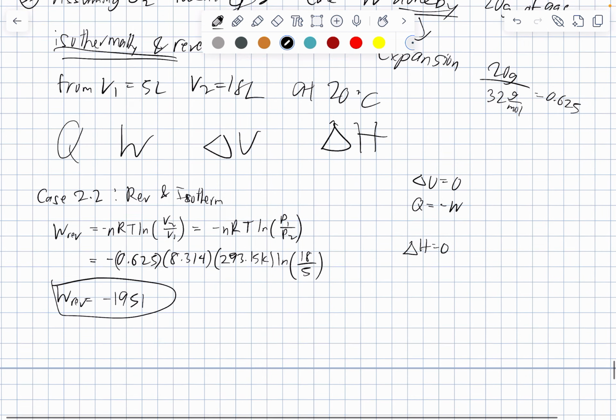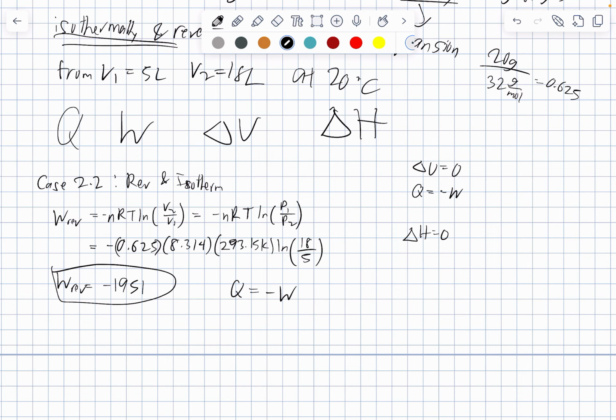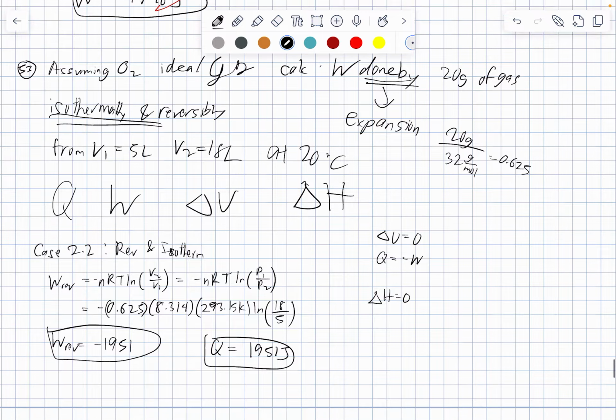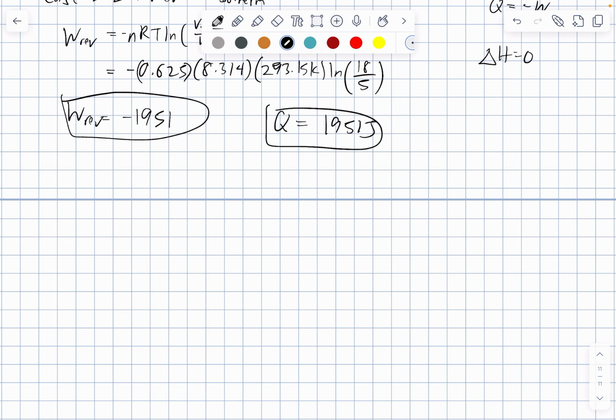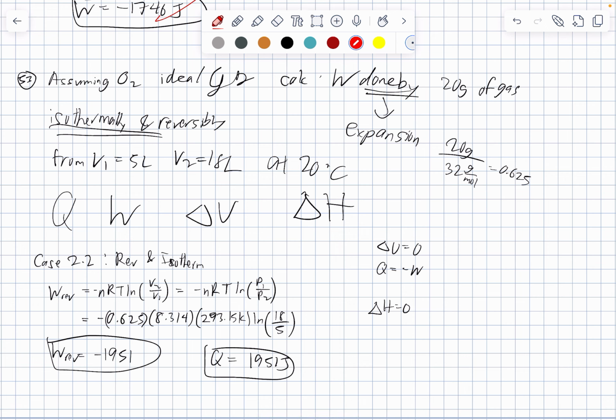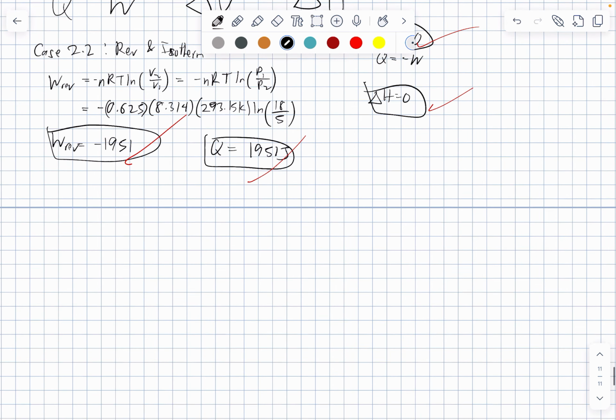Okay, so since that is our work reversible, our Q therefore is negative of the W, so this is positive 1951 joules. That is for isothermal, no? Yup. Okay. That's it for example 53. Let's check just to be sure if my answer is correct. 53, no? 53. Yup. Enthalpy. Yes. I already said it also. Okay.